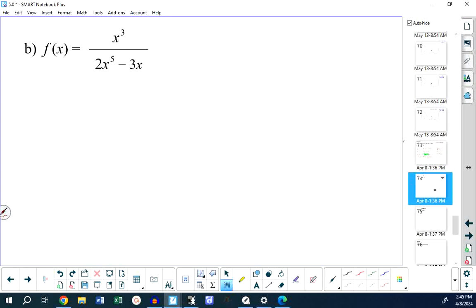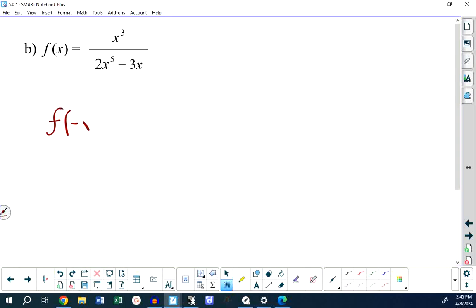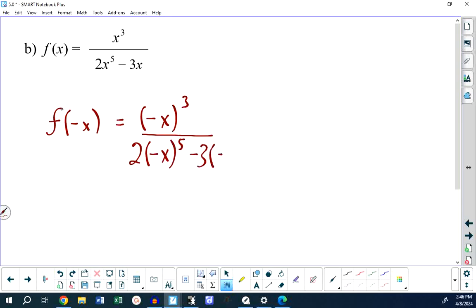x cubed over 2x to the 5 minus 3x. So what we want to determine is f of -x. I'm just curious, how many of you see that this is going to be even? Oh, good. It will be -x raised to the 3 over 2 times -x raised to the 5 minus 3 times -x. Now, every exponent on every variable is odd, right? And that means when you put -x in everywhere, every term will become the negative of what it was.